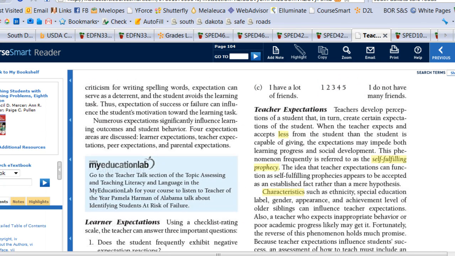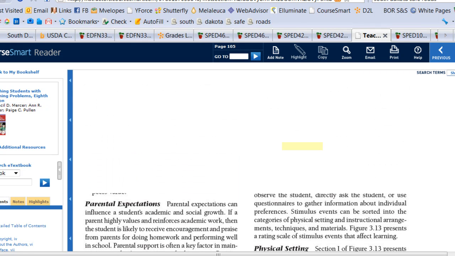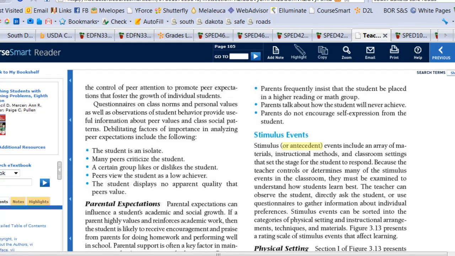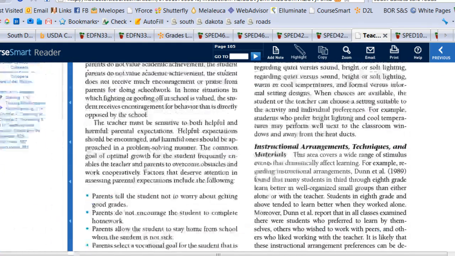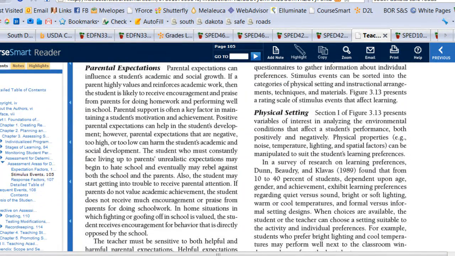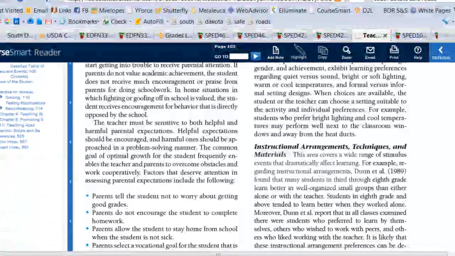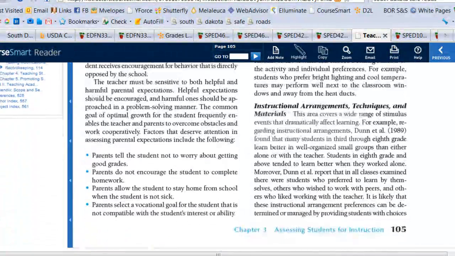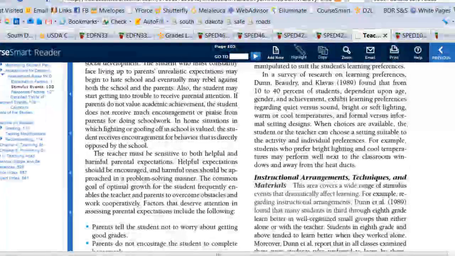So let's just go back to the textbook here a little bit on these different things. Here's your parental expectations and the influence they can have. Then here's these stimulus events, these antecedents. First of all is the physical settings, and then instructional arrangements and techniques and materials and how effect that'll have on students.